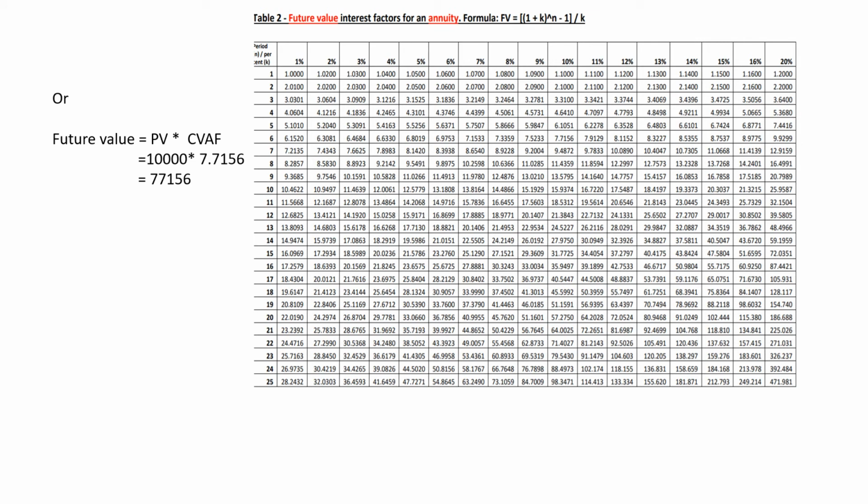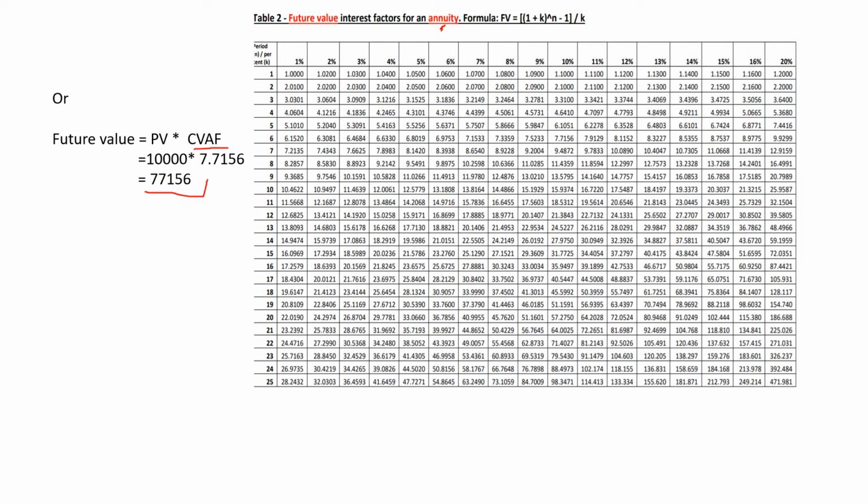So I can also use the annuity table here. How will I be using the annuity table? This is the annuity table. Table 2 is the future value interest factor for an annuity. See? So the formula will be present value into CVAF. That means the total amount we will be finding one time only, instead of doing so many calculations. If I have the CVAF table, I can use this table also, and it will be a lot easier.